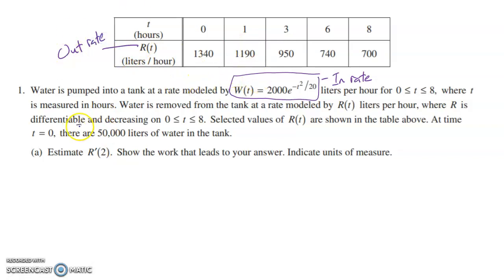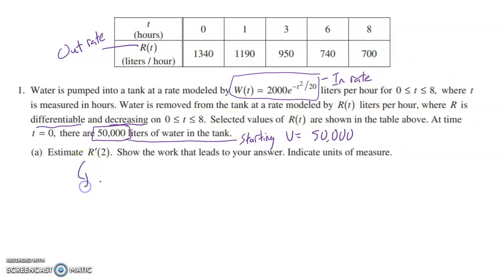And they do tell me that it's differentiable and decreasing. That's going to be important for us at some point, I think. They tell me that the table has information above. Oh, and then they say starting amount. All right, V is 50,000. Okay, so part A says to estimate R prime of 2. So I would have written all this stuff before even reading part A, just to piece together what they've given me here.